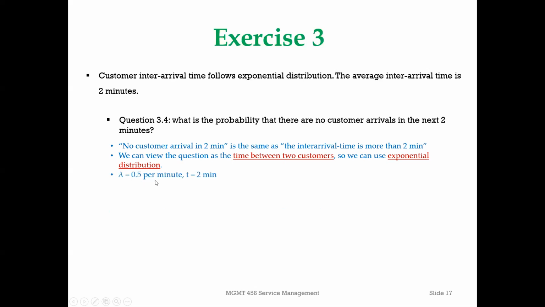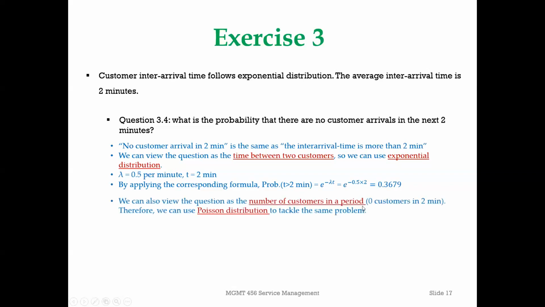Lambda is 0.5 per minute, and t is the next 2 minutes, so t is 2 minutes. By applying the corresponding formula, be careful: here we're talking about the inter-arrival time being more than 2 minutes, not less than 2 minutes. So this is the right formula: the exponential function of negative lambda t. Plugging in lambda and t, we get 0.3679. So there is about a 36% probability that there are no customer arrivals in the next 2 minutes. This is how we do it by applying the exponential distribution.